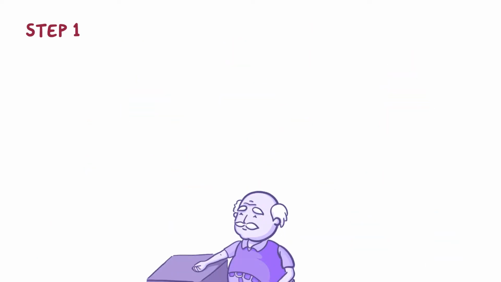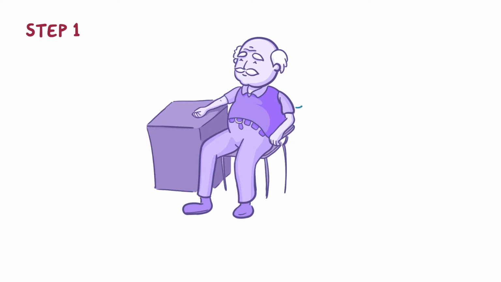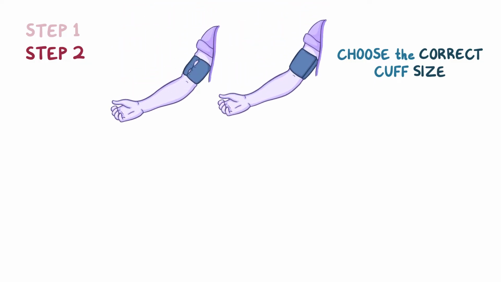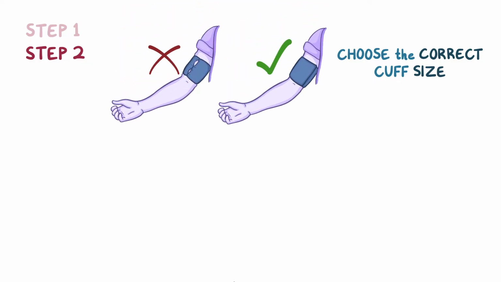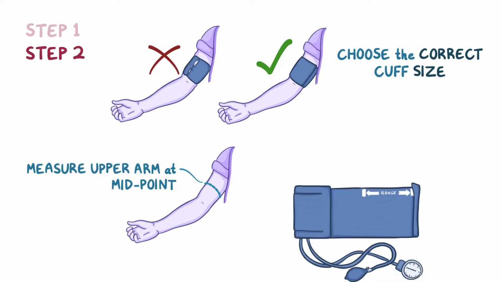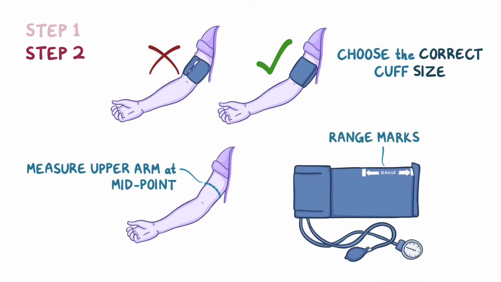Step 1. Make sure that the person is sitting on a chair with their back supported, legs uncrossed, and feet flat on the floor. Step 2. Choose the correct cuff size for the person whose blood pressure you are measuring. Ideally, you should measure a person's upper arm at the midpoint and choose the indicated cuff size. If this isn't practical, use the range marks on the cuff as your guide.